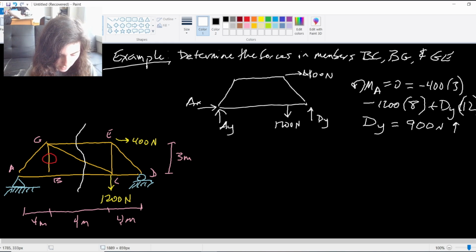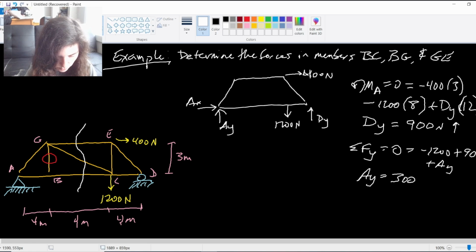Go through and apply my other two equilibrium equations. I can do my y summation, negative 1200, and then plus the Dy value of 900, plus the Ay value, gives me Ay is 300 Newtons. Again, assumed direction was correct because it's positive. So Ay 300 pointing upwards.